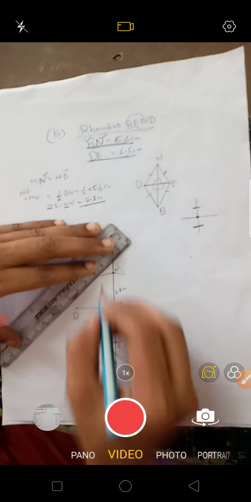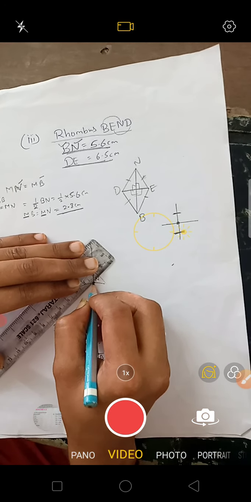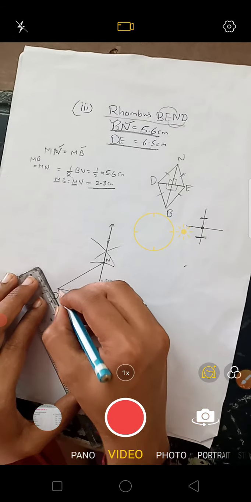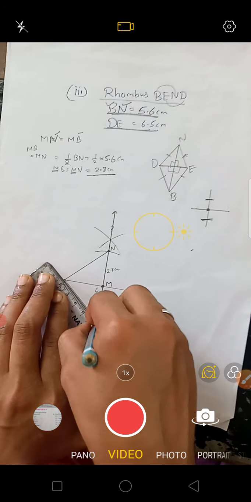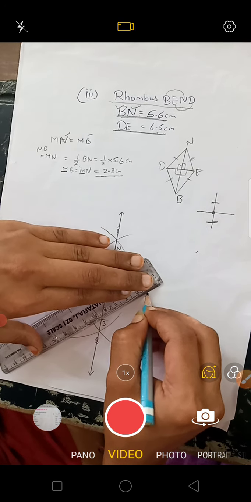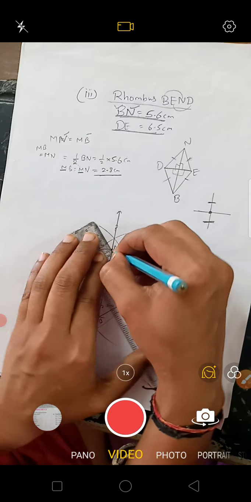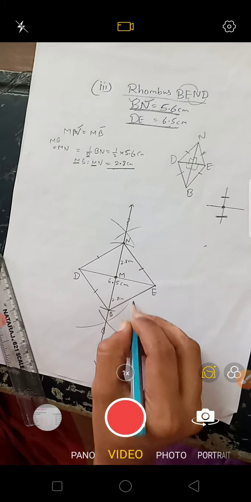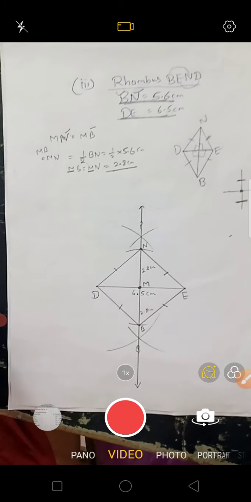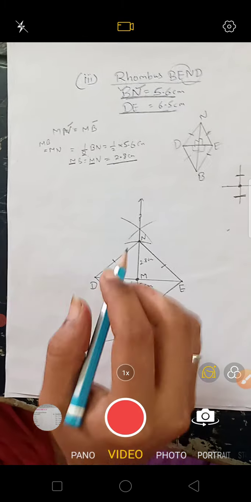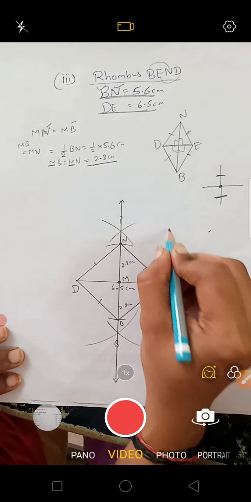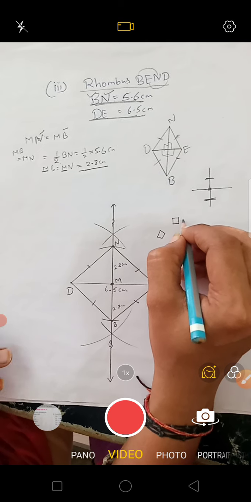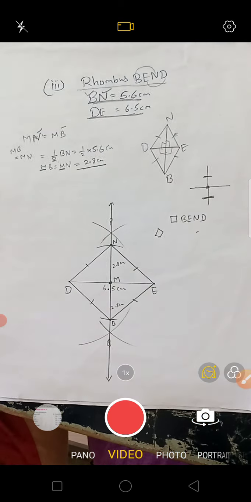Then we join all the vertices of the quadrilateral, the rhombus: DN, DB, EB and EN. As we know, all the sides are equal in length, and as shown in the figure you can see all the sides are equal in length. This way we construct our rhombus. The rhombus is a quadrilateral, BEND. So this way you also construct.